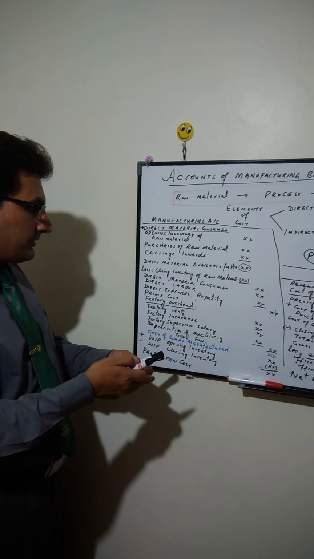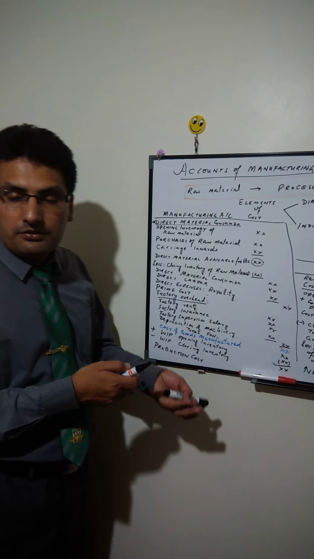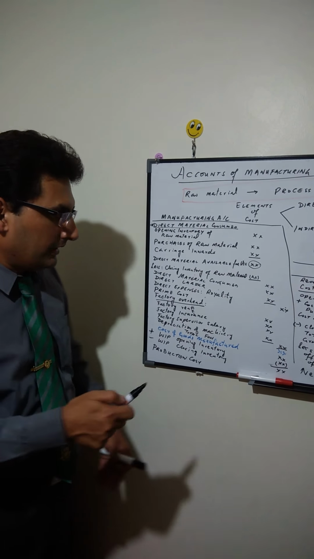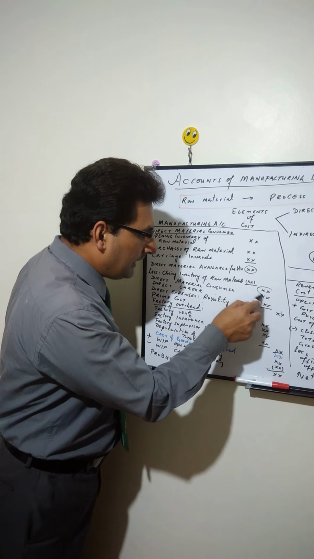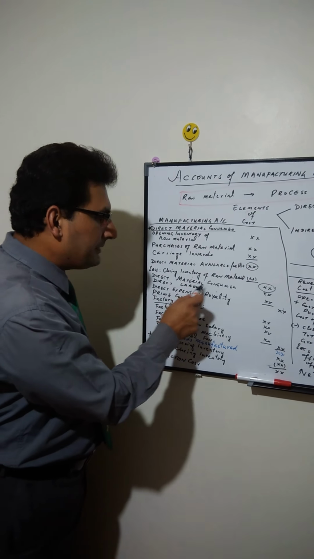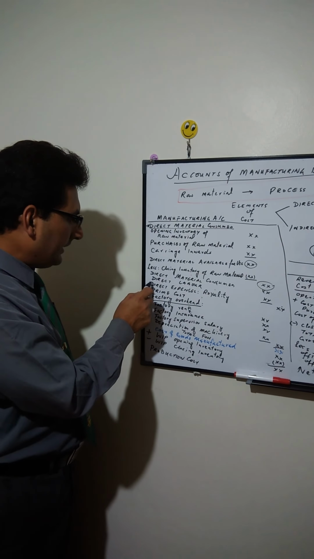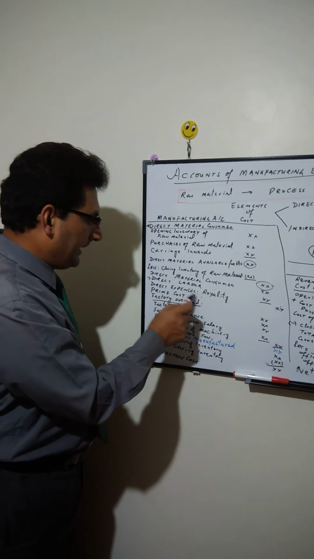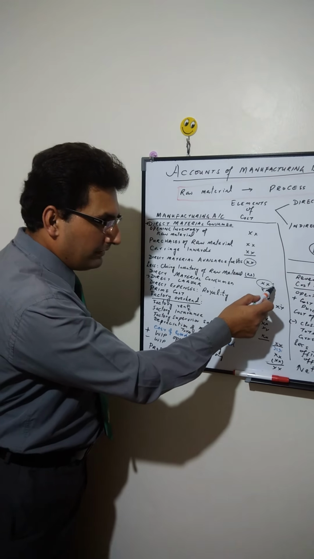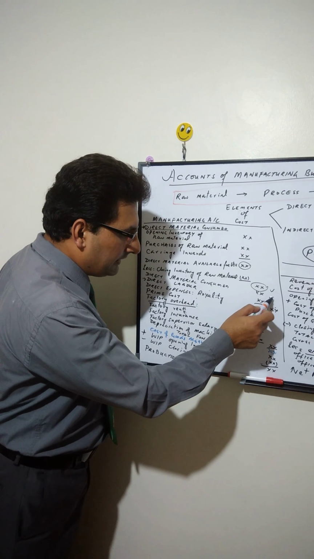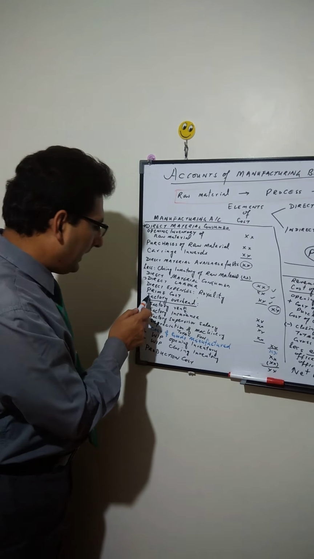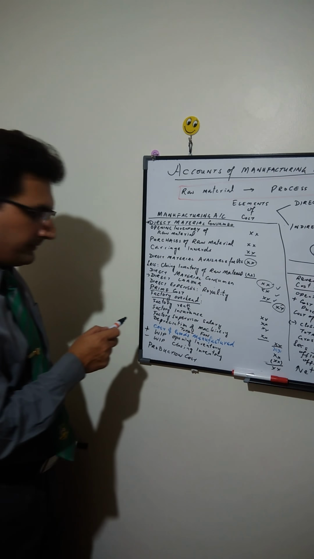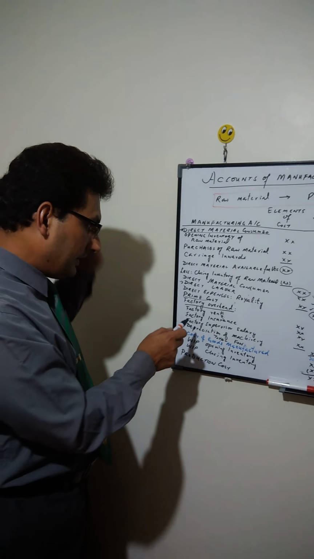Then how much we have used it. The easier method is, whatever is the closing inventory, we subtract it. If we subtract this, the answer will come as direct material consumed. Then the second segment under the prime cost is direct labor and direct expenses like royalty. If we add these three together, what we get here is the prime cost. After that, factory overhead.